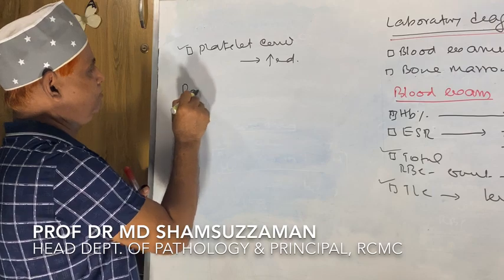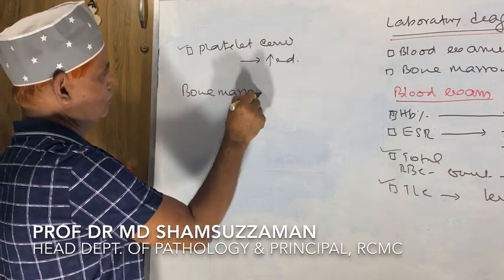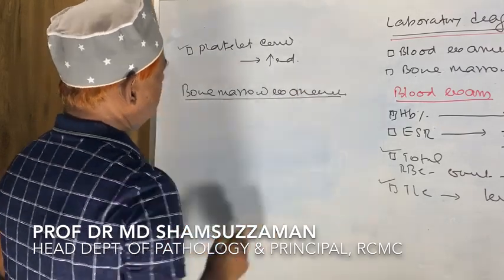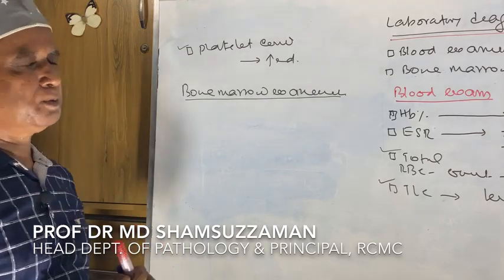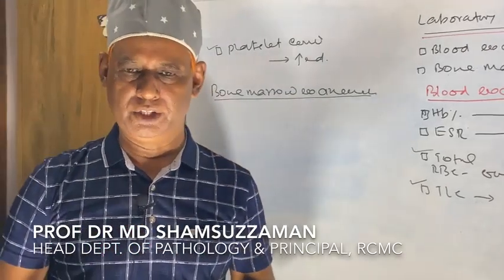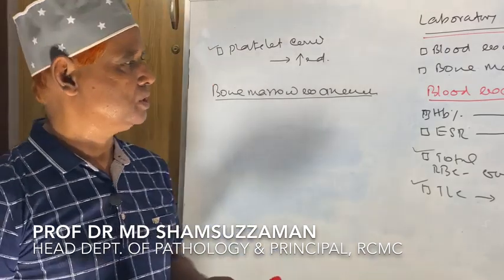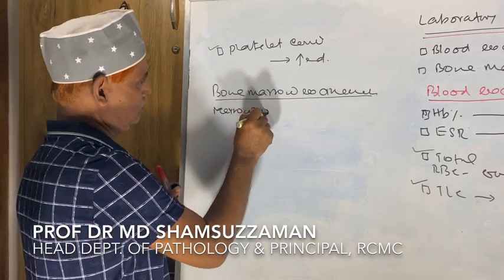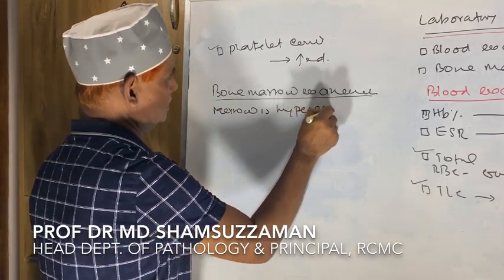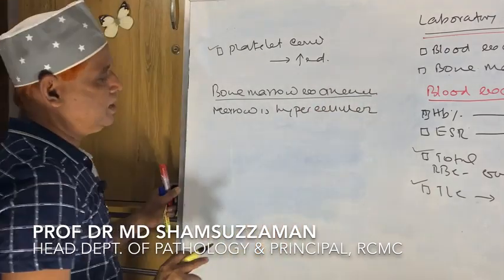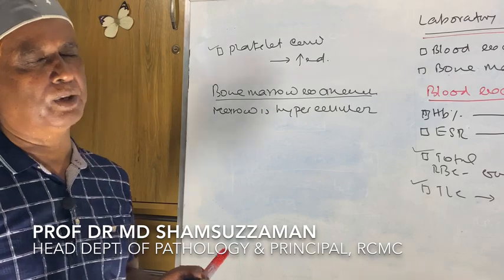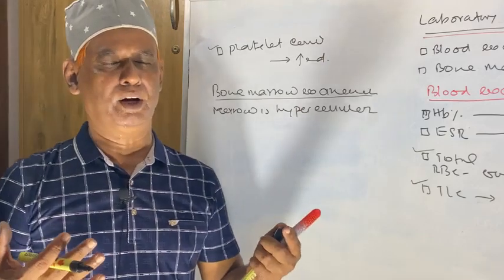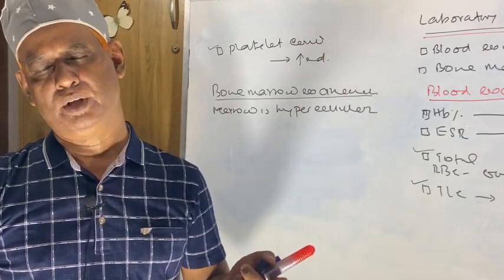Now come to bone marrow examination. Dear audience, we have to search for the cellularity, myeloid erythroid ratio, erythropoiesis, granulopoiesis, megakaryocytes. Marrow is hypercellular. Why hypercellular? As there is uncontrolled proliferation of progenitor cell, so there will be increased erythroid series, increased granulocyte series, also there is increased number of megakaryocytes.